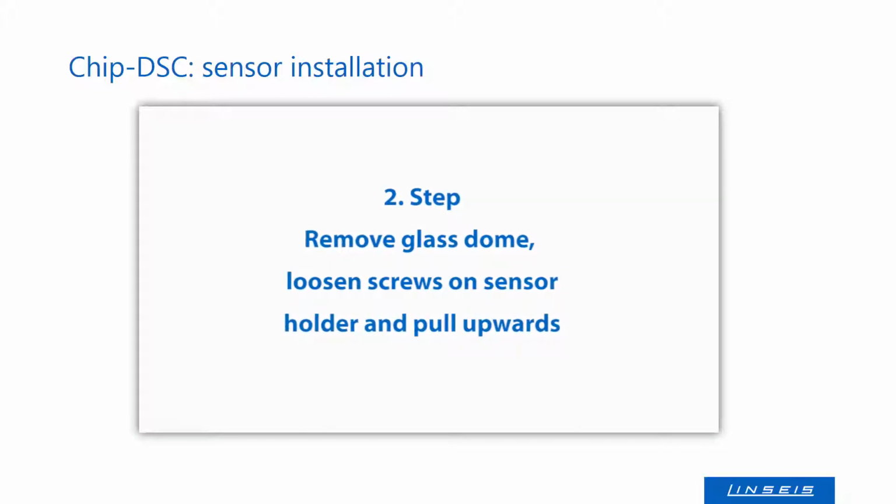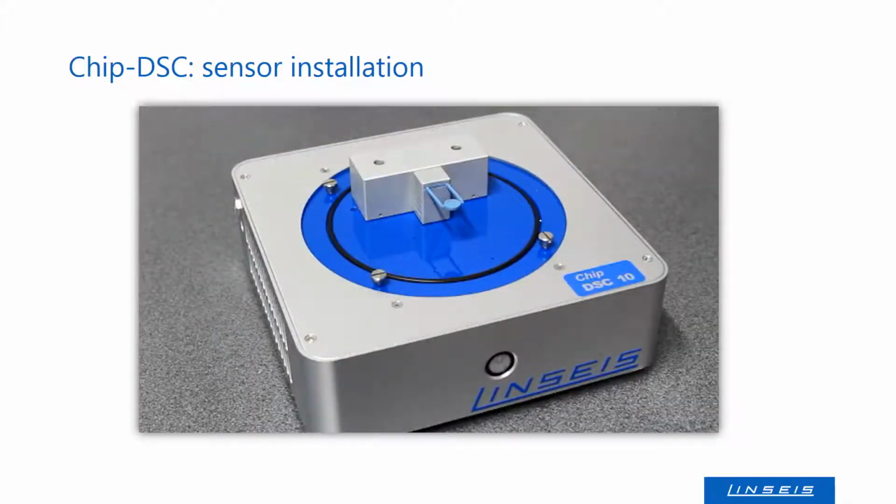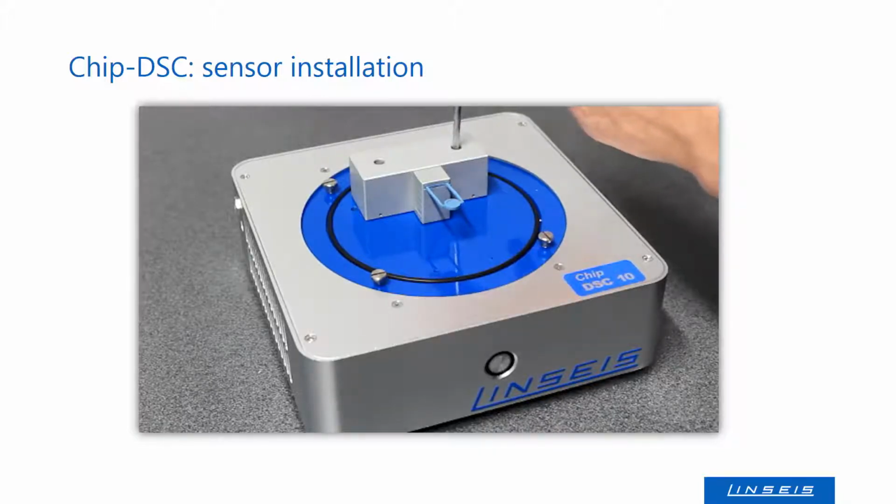After you have removed the glass part, you have to open 2 more screws on top of the sensor holder.